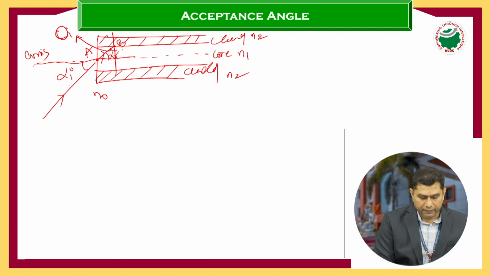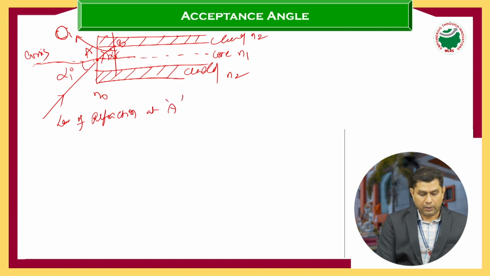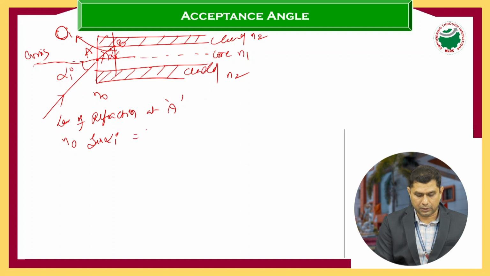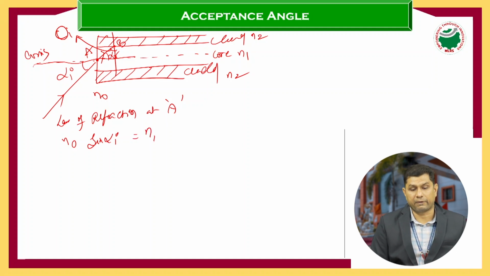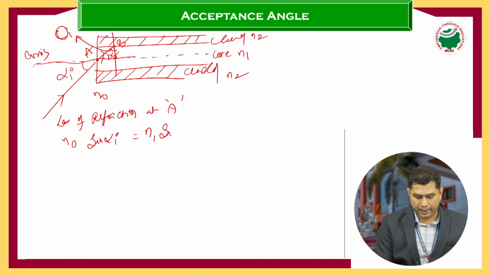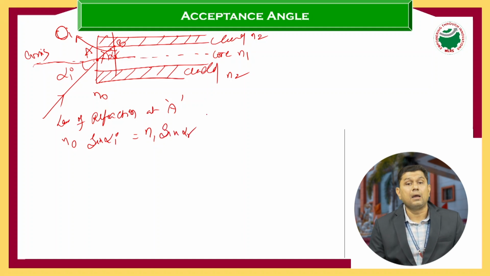Now, I will apply the law of refraction at point A. What is the law of refraction here? Refractive index times the sine of the incident angle equals N1 times the sine of the angle of refraction, because the ray is passing through the core. The core refractive index is N1 and the angle of refraction is called alpha R.